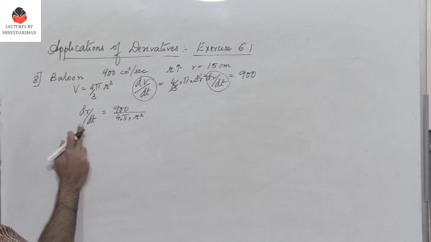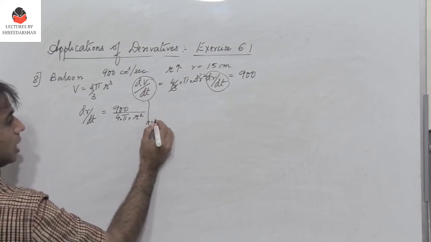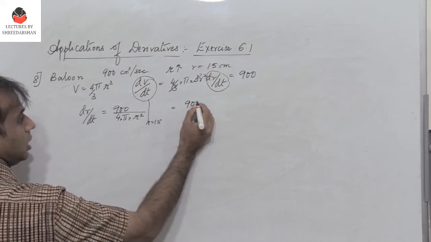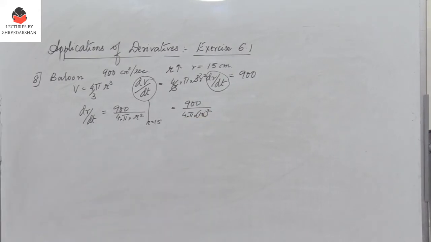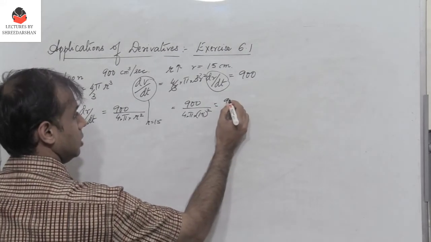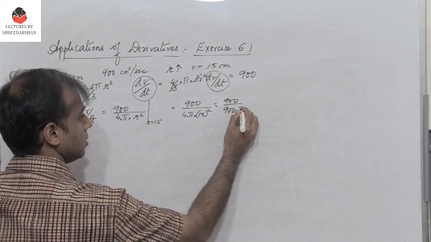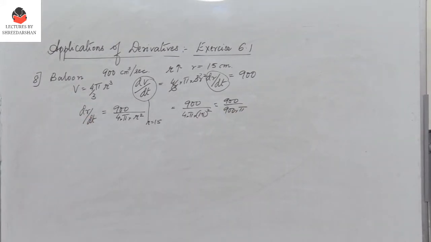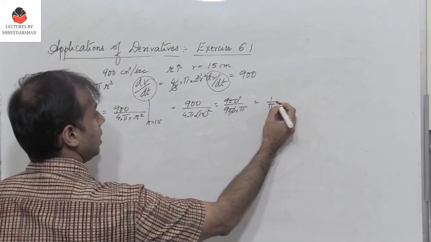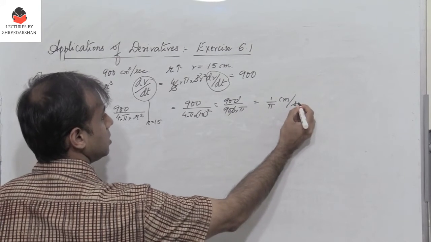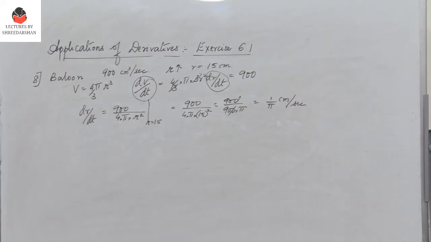I need to find dr/dt when r is 15. So substitute the value r equals 15. This is 900 divided by 4 times π times 15 squared. When I do that, what do I get? 15 squared is 225, and times 4 gives me 900, so this is 900 over 900π. So I get the value as 1/π centimeter per second. So the rate of increase of the radius is 1/π centimeter per second.